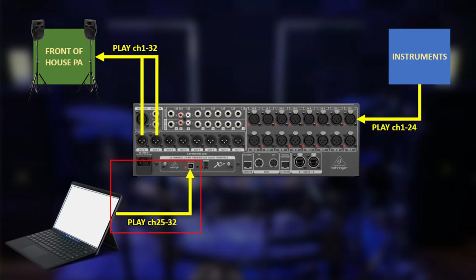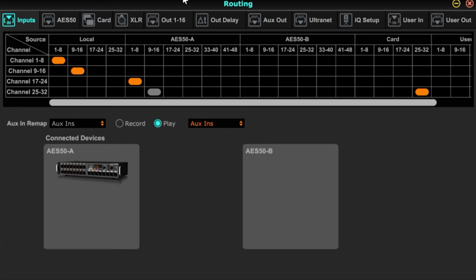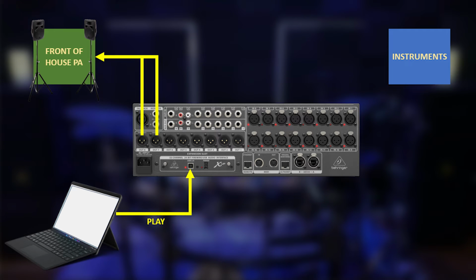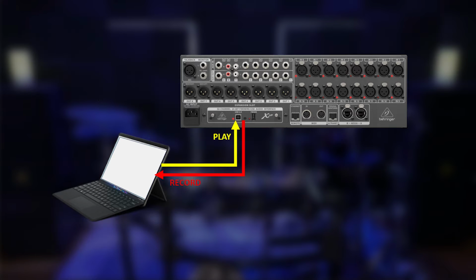Okay, so just to clarify, the record mode is all about sending information through your X32 to a recording device, and the play mode is the opposite. It's using your recording and that device to send that information back to the X32. So it's essentially the opposite movement of data back and forth between those two devices.